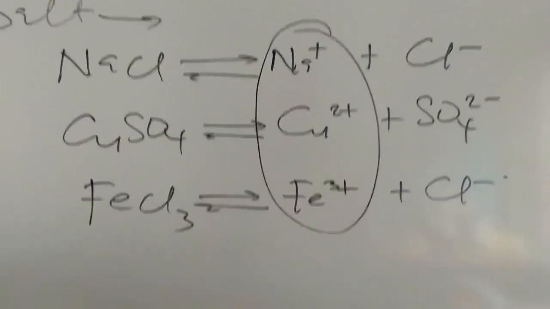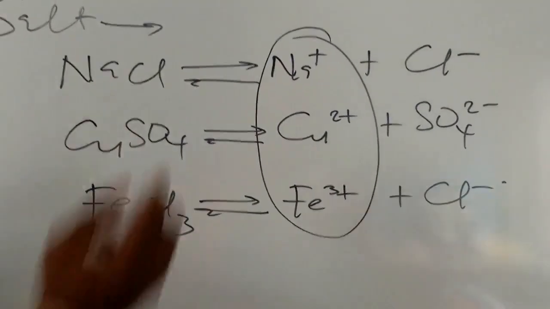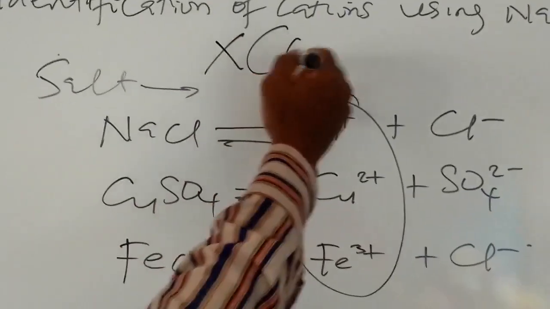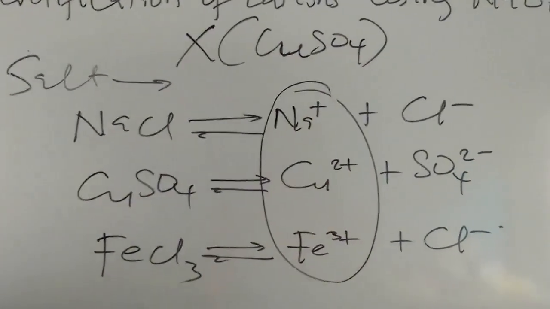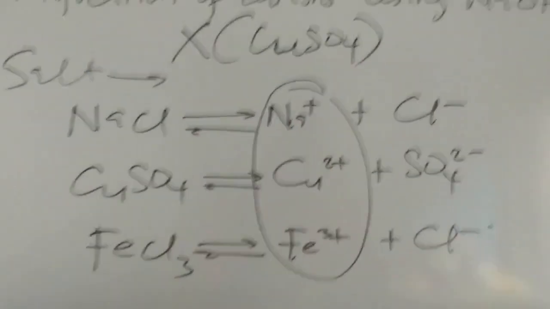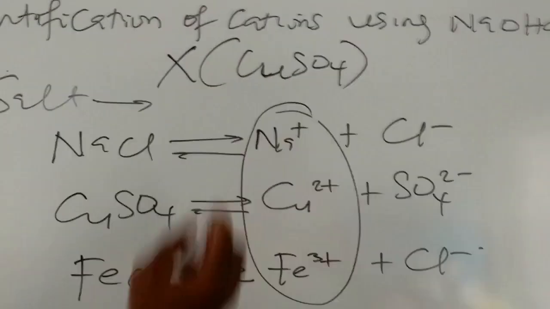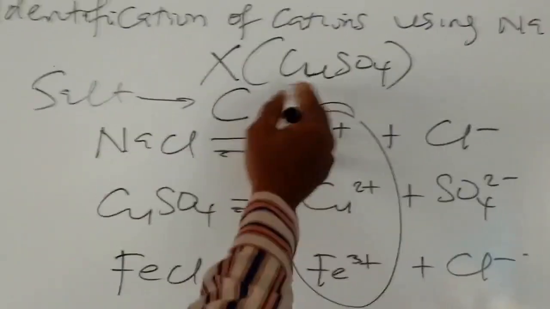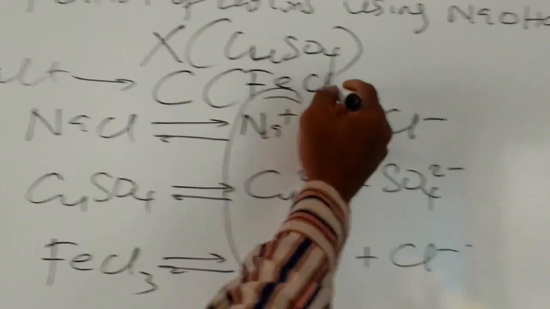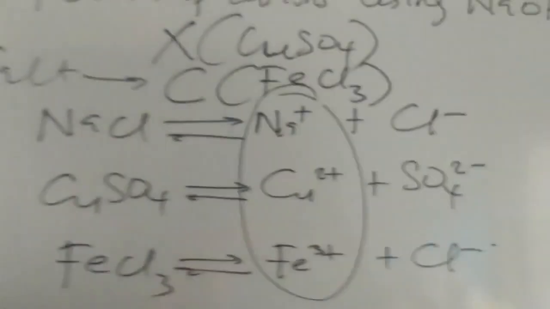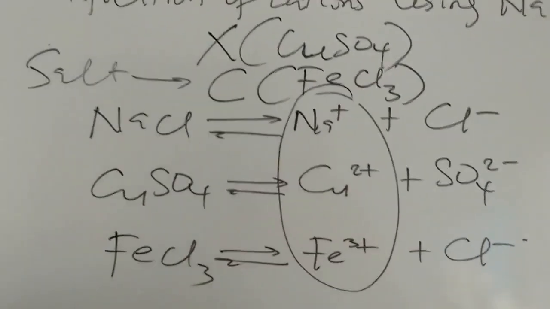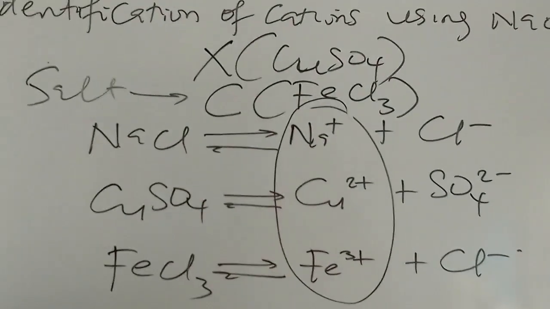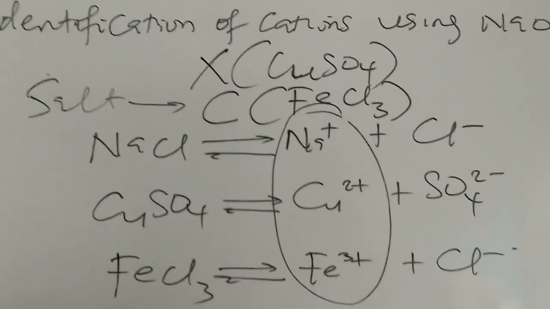Now, assuming we have an unknown substance labeled S, and that substance could be CuSO4. Our interest is this: how do we know that this unknown substance contains copper, since we don't know its name? Or we have an unknown substance labeled C, and that substance is iron trichloride, but we don't know that it is actually iron trichloride. How do we identify that that substance contains iron trication inside it? So that is what this practical is all about.